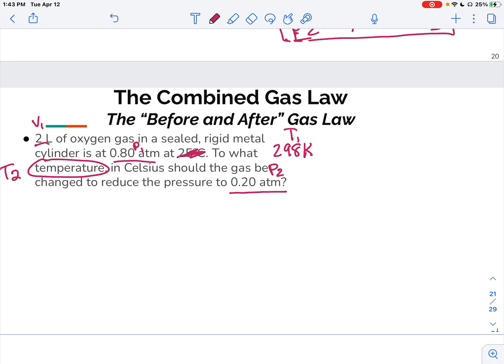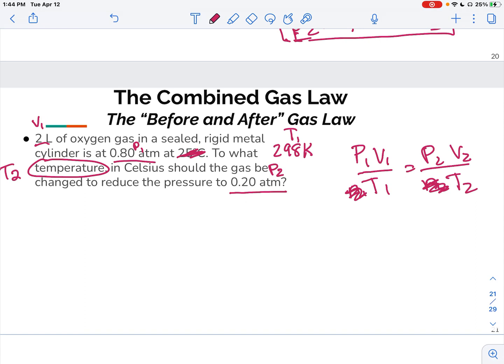So this is another example of a way you might be able to get rid of some variables. Okay, so let's go to our combined gas law. There's no mention of moles, so we can get rid of moles again, and you will often be getting rid of moles in a combined problem. And then we do have a mention of a volume, but then it's not mentioned again. So that's another way the problem will tell you that volume is constant.